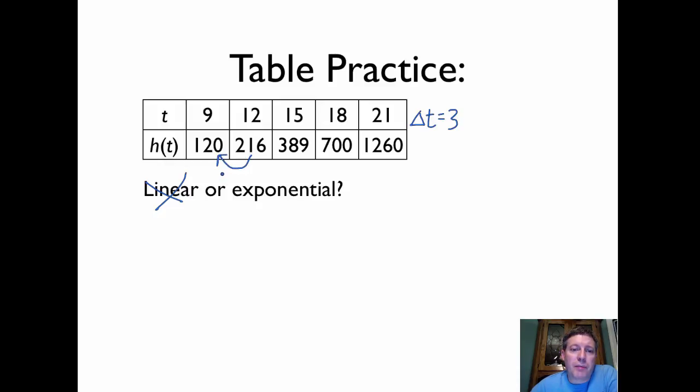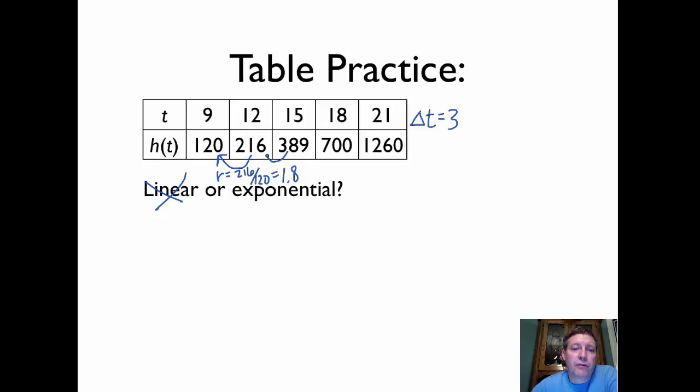And to find that, the common ratio is more easily computed by taking the 216 divided by 120. In other words, you take the second output divided by the first output, and that will give you a ratio, and that ratio turns out to be about 1.8, I believe.